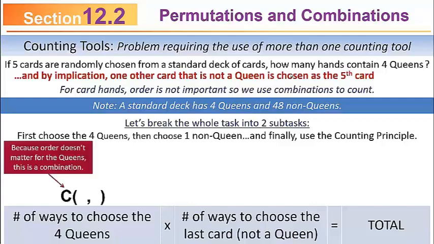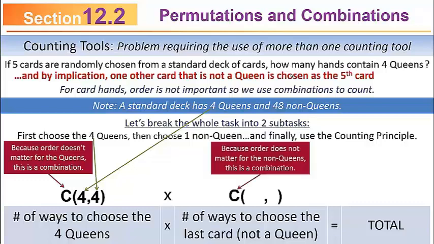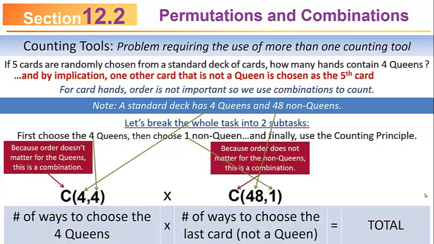Since it's a combination, if I'm choosing queens, there are only 4 queens in the deck, and I want to choose 4 queens, so that's a combination of 4 queens taken 4 at a time. For the non-queens, again, order doesn't matter, but this time there are 48 non-queens, and I only want to choose one of them, so that's a combination of 48 things taken 1 at a time. Now we need to use the combination formula to calculate each of those combinations.